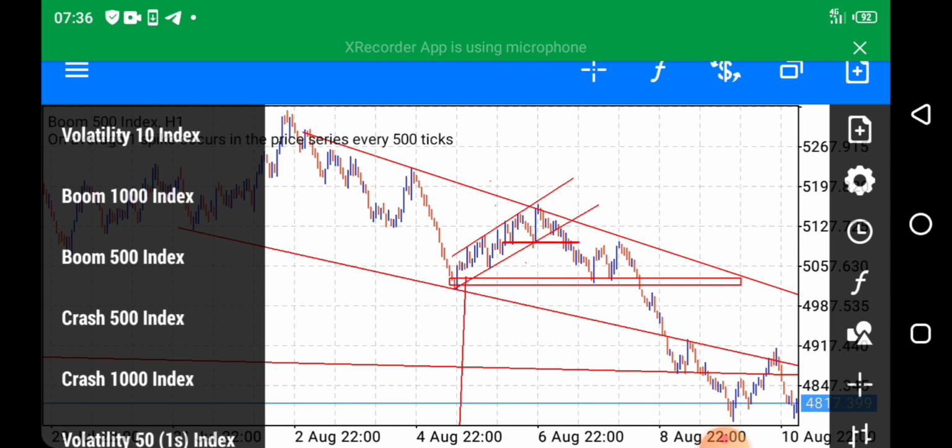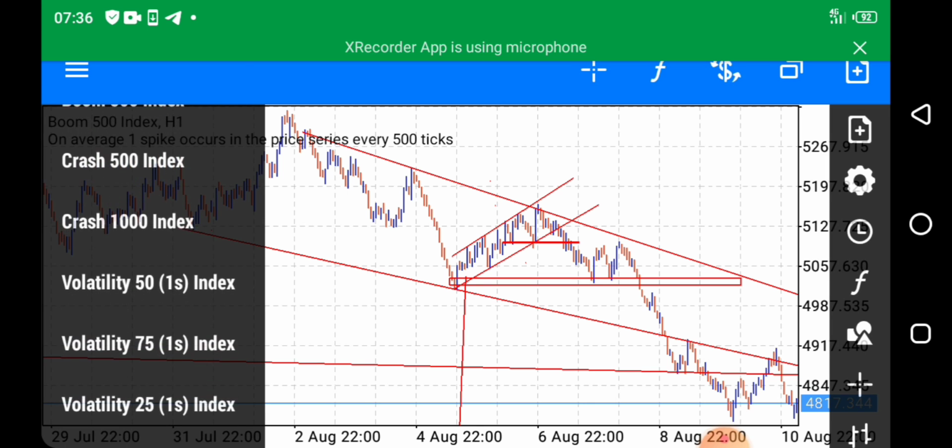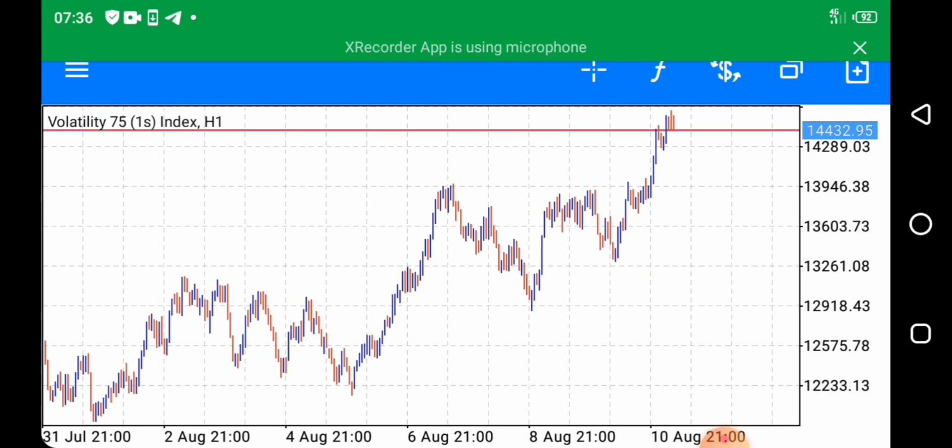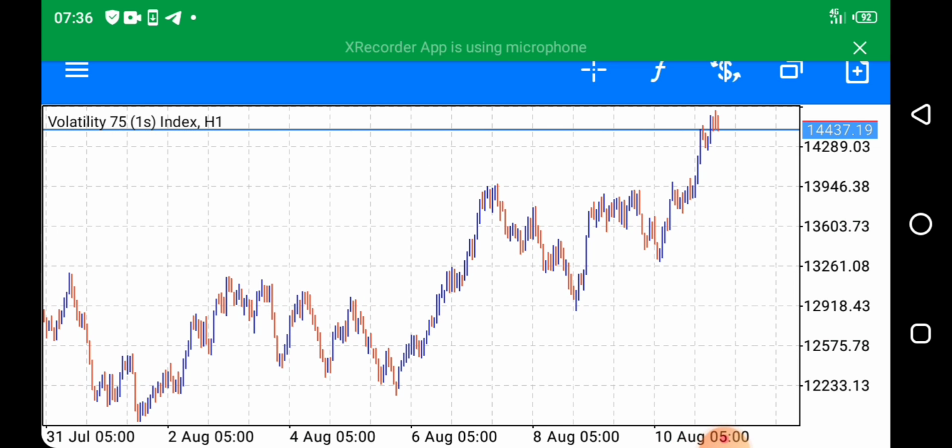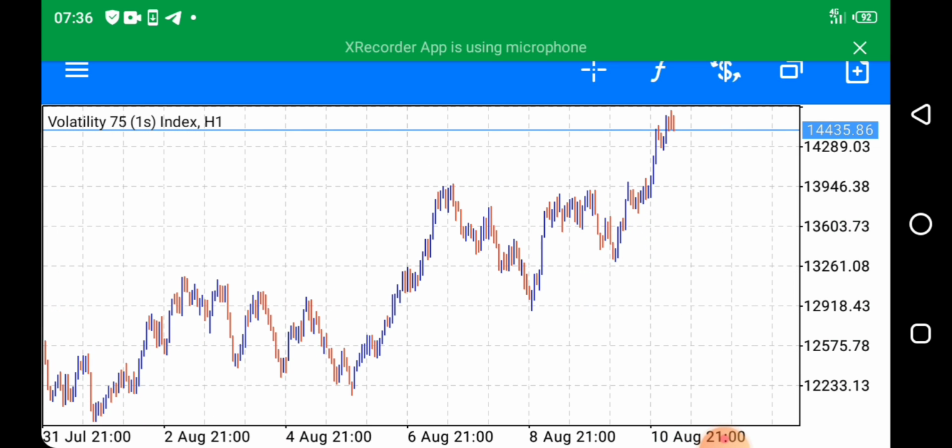Let me go to the pair which I've not yet analyzed, and I'll show you how to draw trend lines effectively and properly. You see how price respects. Okay, let me start with volatility 75. When you are drawing a trend line, remember that the market must be following a trend. You use the trend line only when the market is in a particular trend, when the market is in an uptrend or in a downtrend. So you cannot use it when the market is ranging.